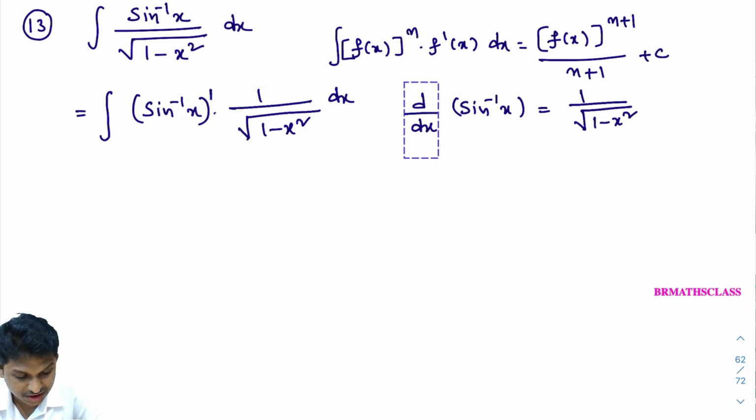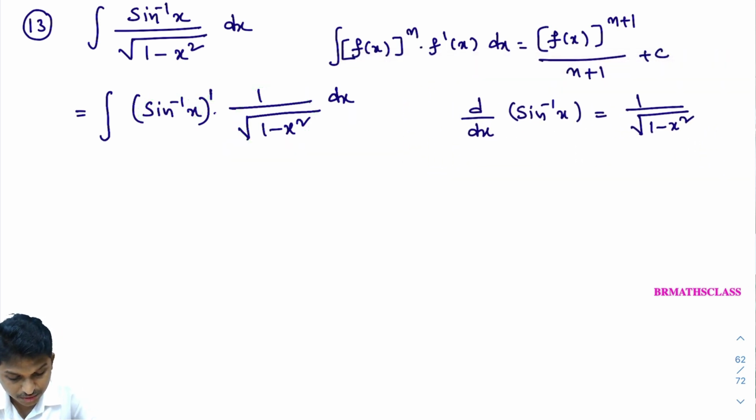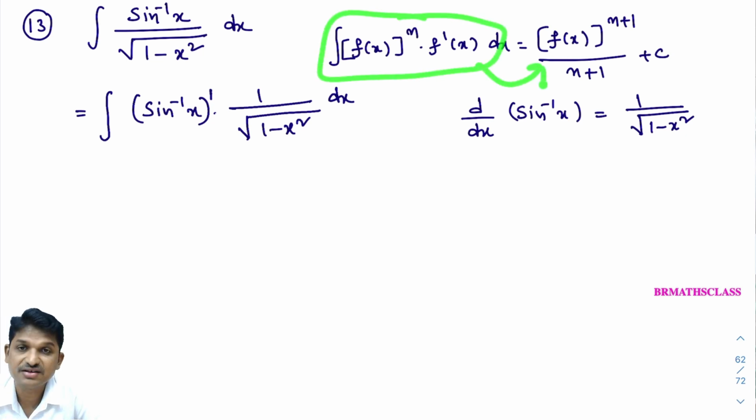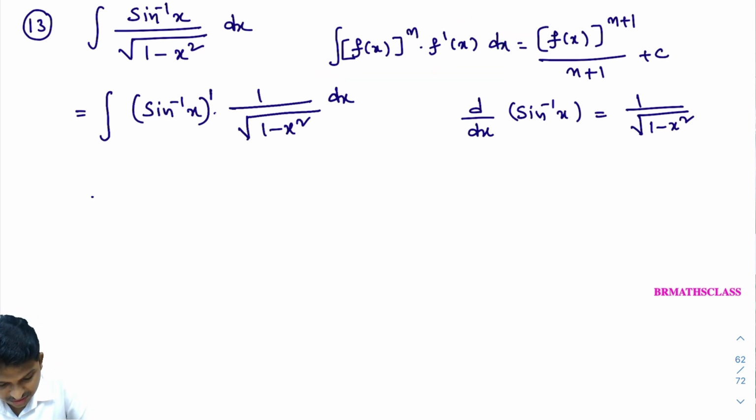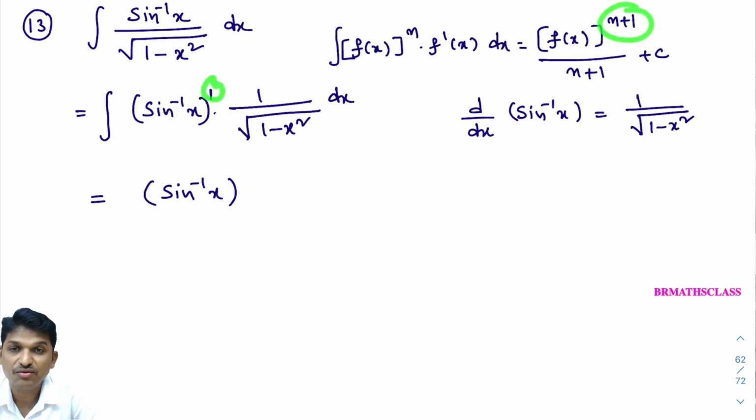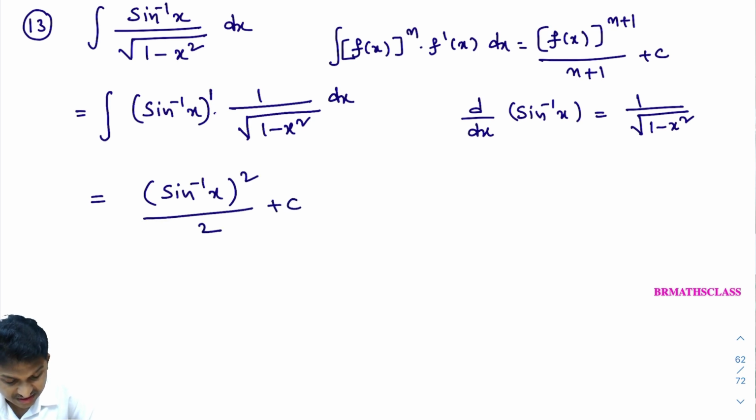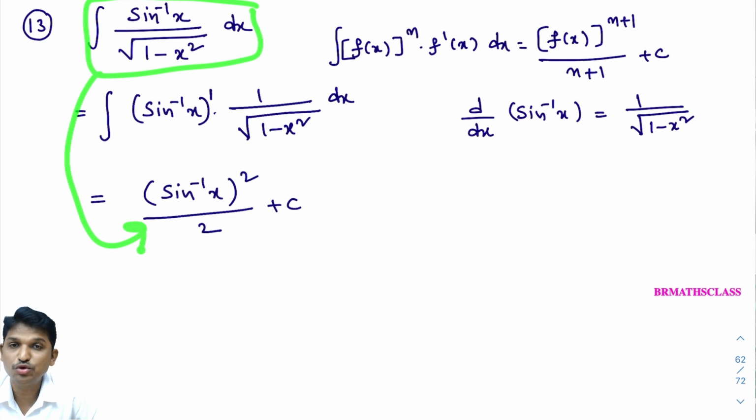What is the formula you know? The integral of f of x whole power n into f dash of x dx is f of x whole power n plus 1 divided by n plus 1 plus c. So what you will get here is sin inverse x whole power n plus 1. Here n is 1, and 1 plus 1 is 2. So this problem is very easy. The integral of sin inverse x divided by root over 1 minus x square dx is sin inverse x whole square divided by 2 plus c.